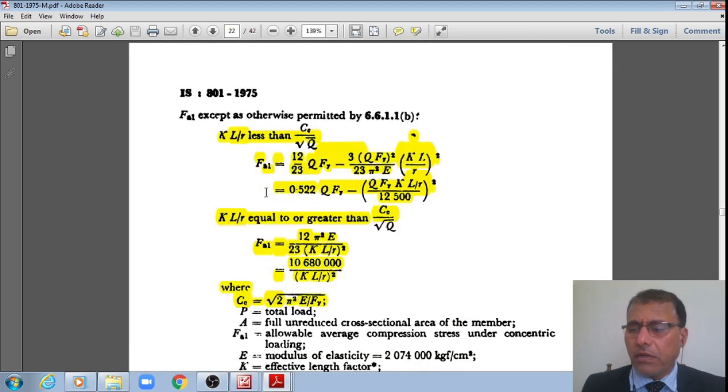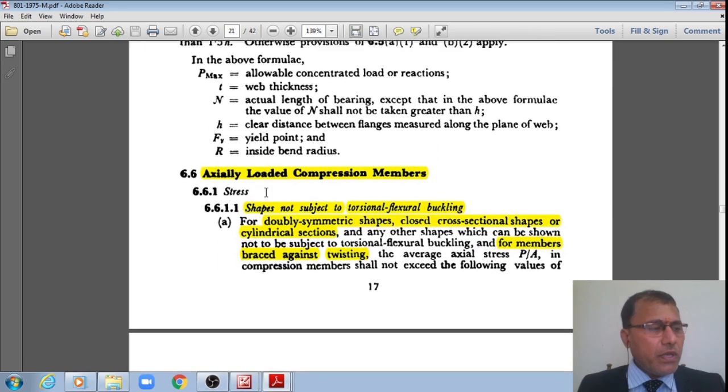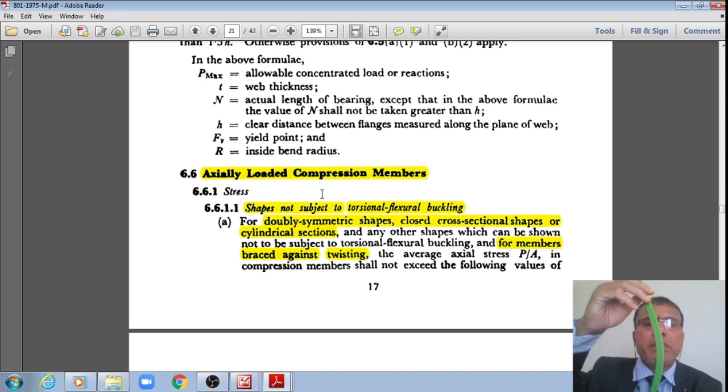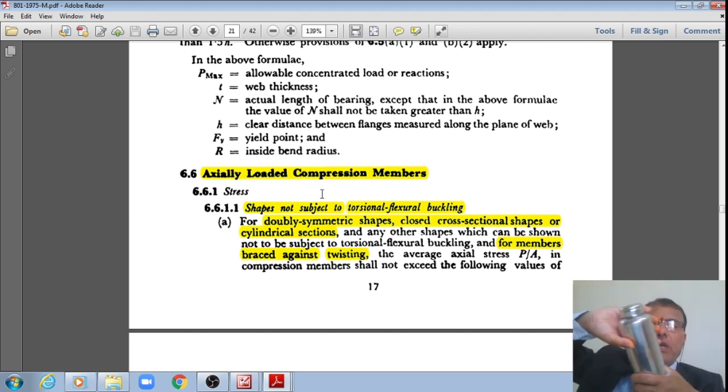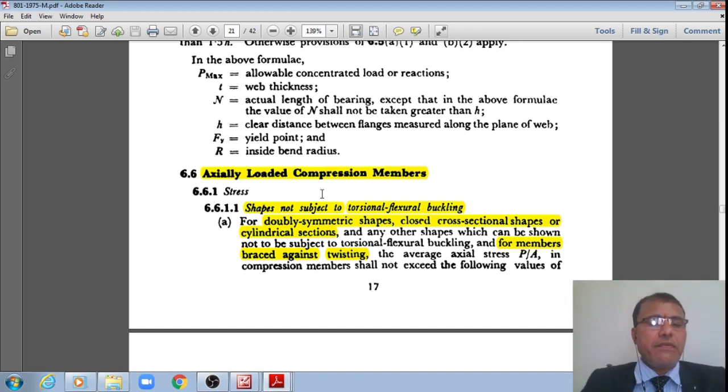Now the first one is the stresses, right? These are axially loaded compression members. The stresses, for shapes not subjected to torsional flexural buckling. We have already seen what is meant by torsional flexural buckling, students, that this is how the section bends, and this is what is called torsional flexural buckling for an angle section in the previous discussions.